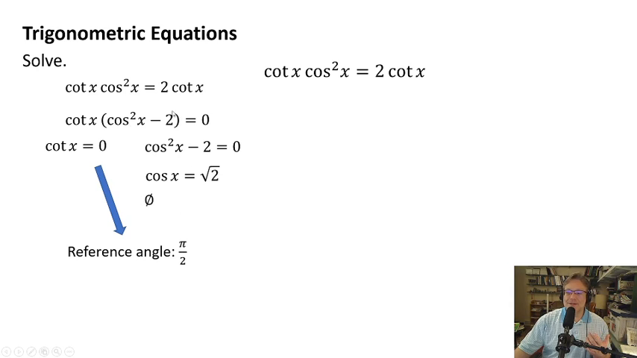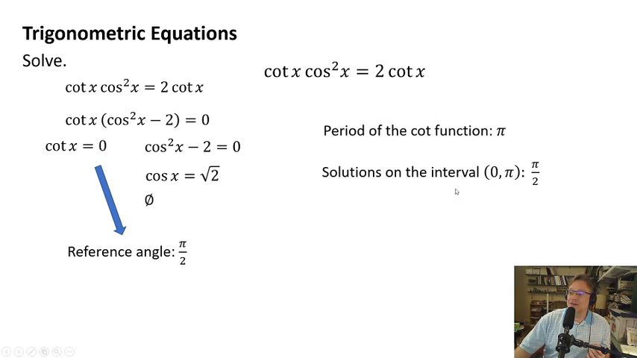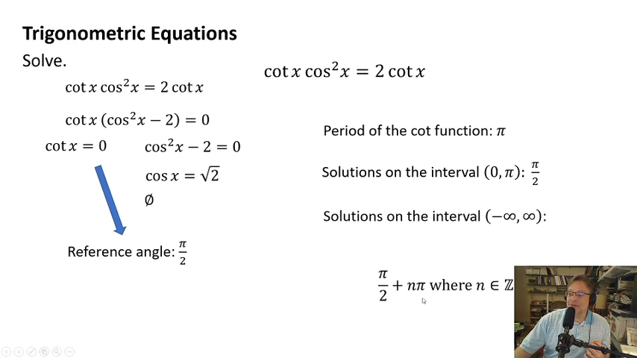There's no instance in which this factor here will ever be 0. So that leaves behind just this possibility here, where cotangent of x is equal to 0. That gives us a reference angle of pi over 2. The period of the cotangent function, much like the tangent function, is just pi. And so the solutions, even though the solutions here on the interval 0, pi are just pi over 2, the solutions on the full interval is pi over 2 plus n pi, where n is an integer.